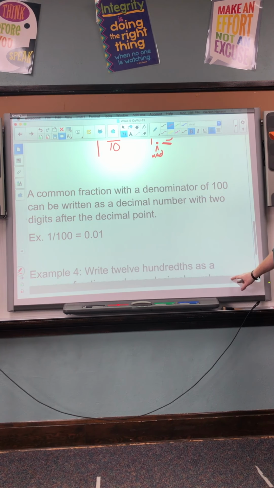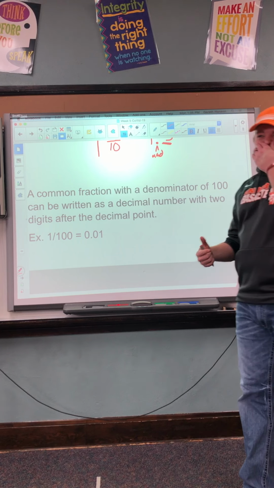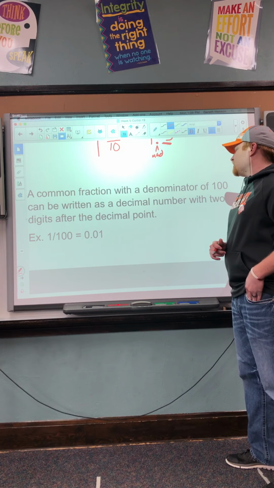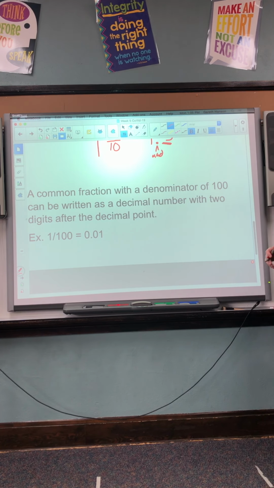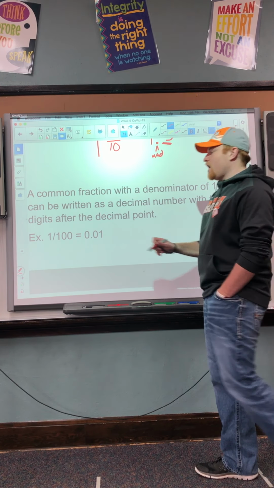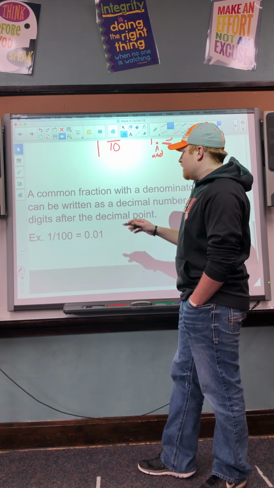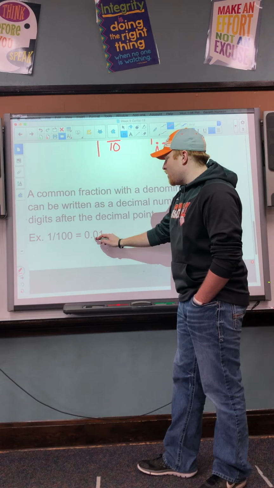All right, now we're going to switch to hundredths. A common fraction with a denominator of 100 can be written as a decimal number with 2 digits after the decimal point, okay? So now, for example, 1/100ths is the same as 0.01.